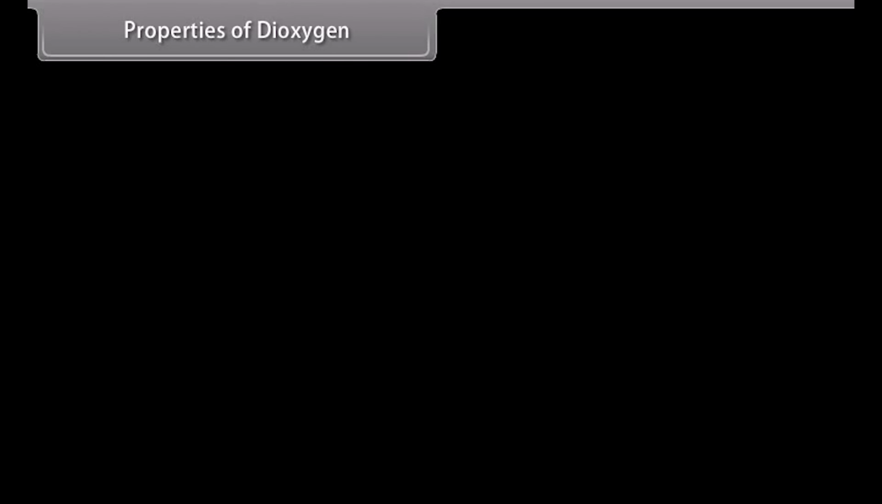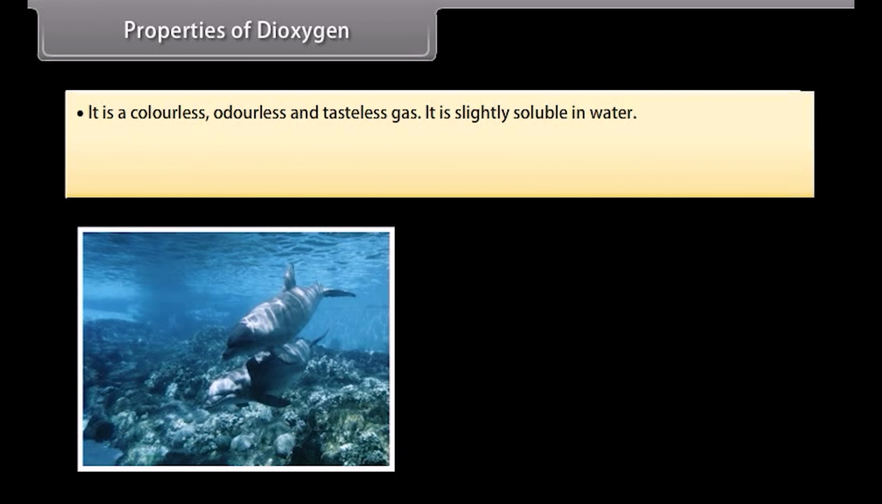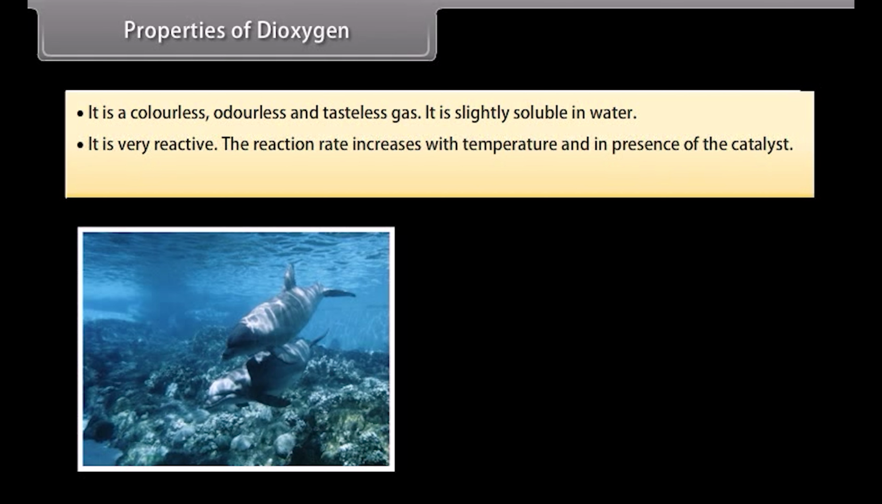Properties of dioxygen. It is a colorless, odorless and tasteless gas. It is slightly soluble in water, which gives vital support to marine and aquatic life. It is very reactive. The reaction rate increases with temperature and in presence of a catalyst.